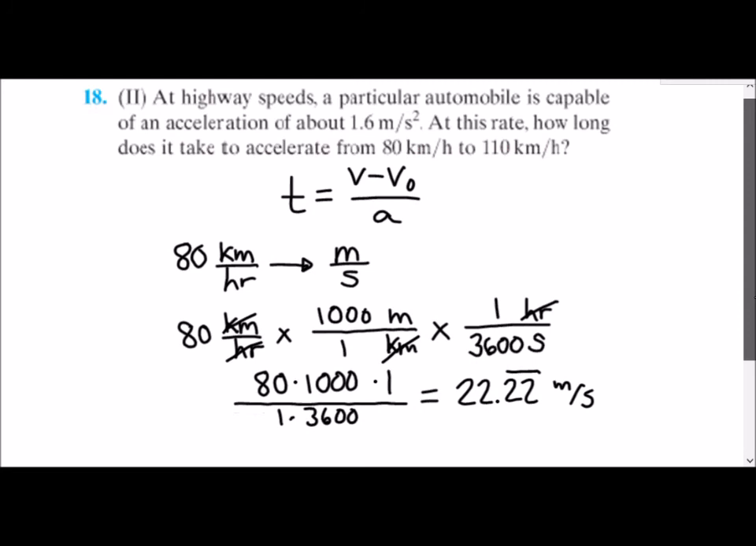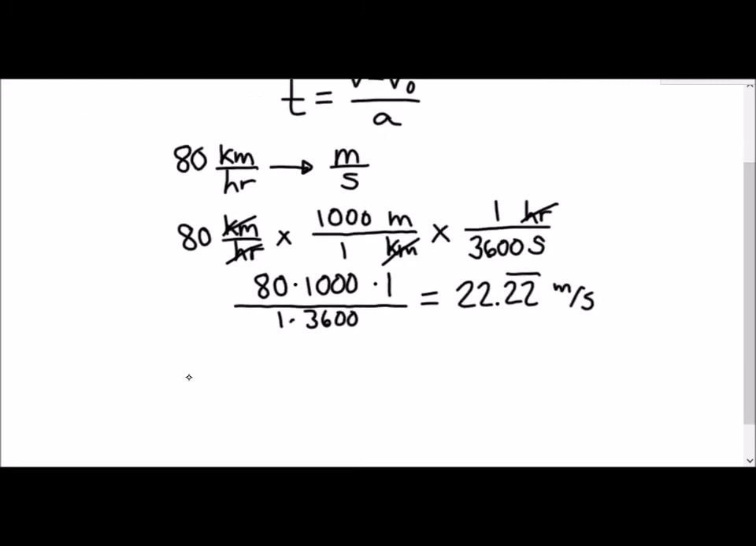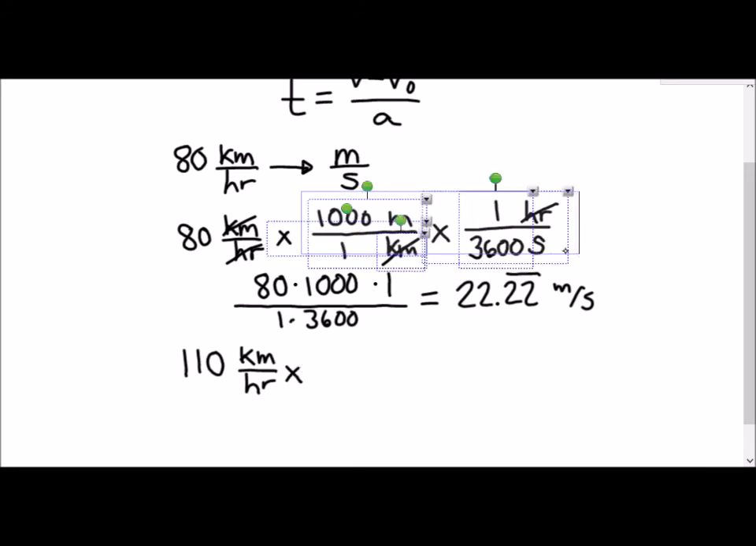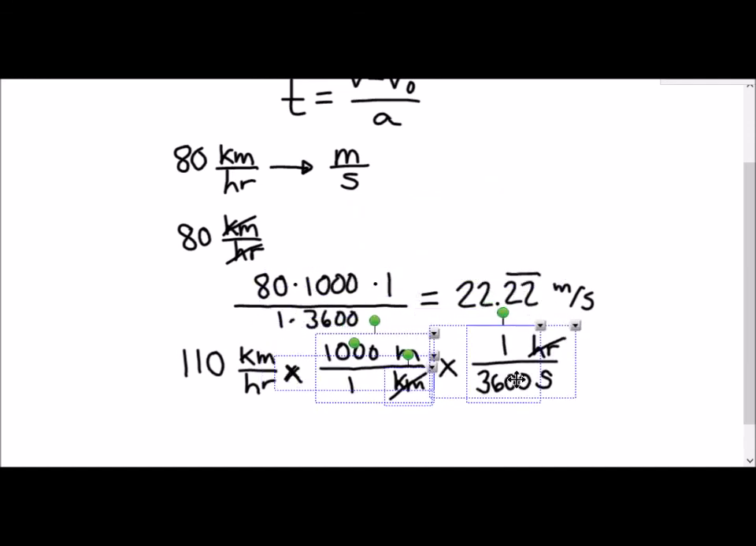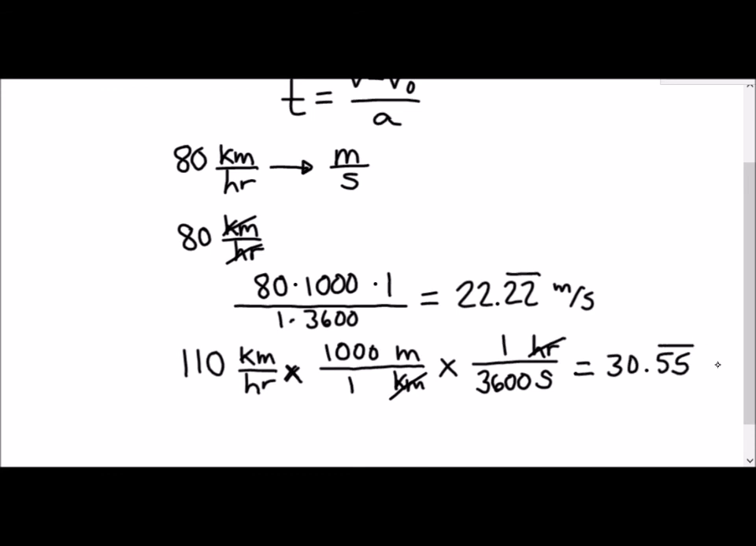I'm going to carry out the exact same conversion for 110 kilometers per hour. And when I do that, I really am just going to do the exact same conversion that I did down here. That math will yield an answer of 30.55 repeating meters per second.